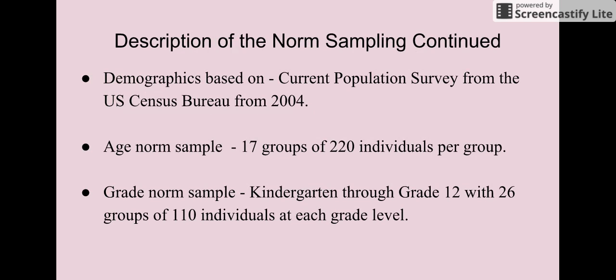And then this slide is continuing to discuss the norm sampling. The demographics were based on a current population survey from the U.S. Census Bureau from 2004. This is an age norm sampling, 17 groups of 220 individuals per group. And then they did both age and grade norming. Grade norming was kindergarten through 12th grade with 26 groups of 110 individuals at each grade level.